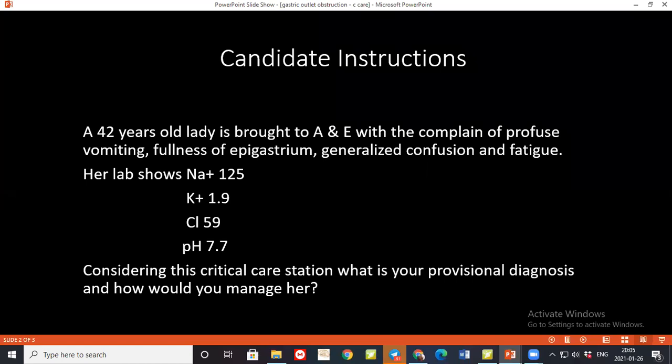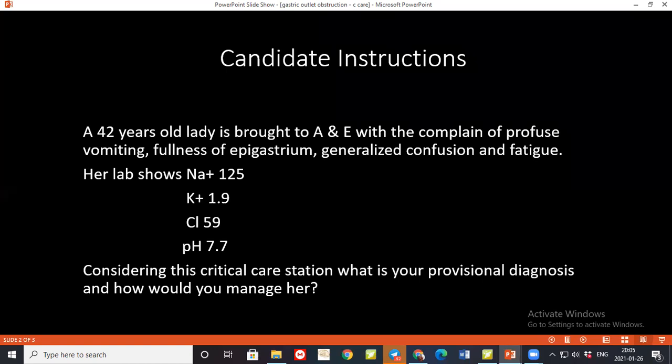I'll be involving the internal medicine doctor. Along with that, I'll be involving general surgery. Where would you manage this patient? The patient has arrived in A&E.